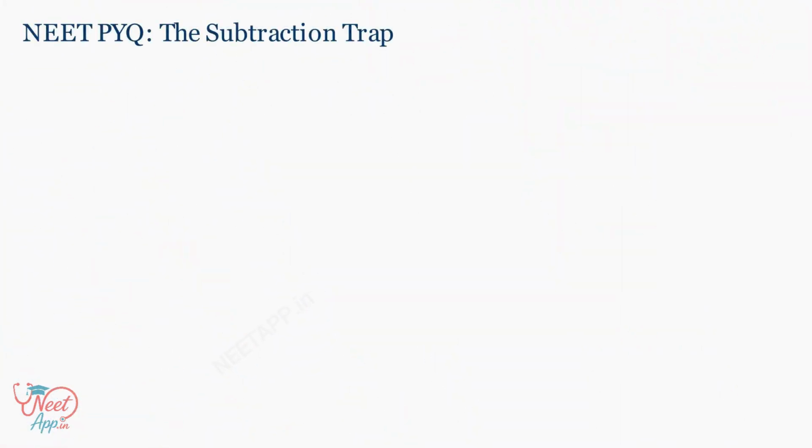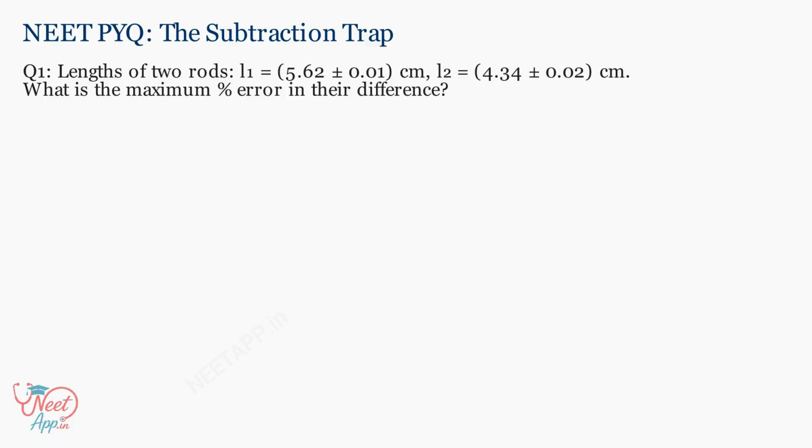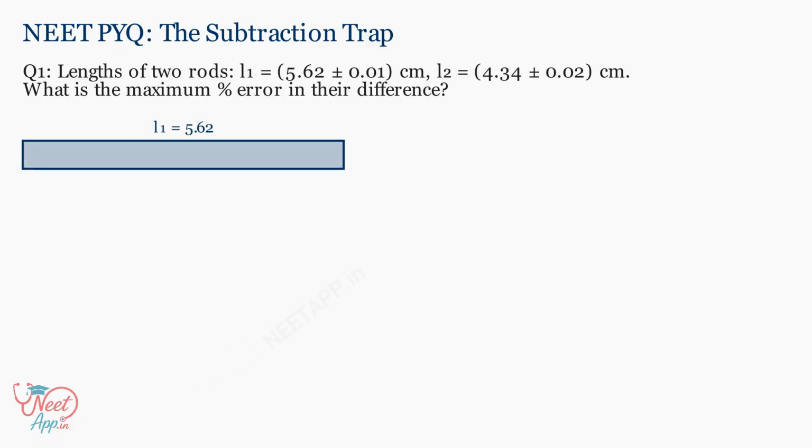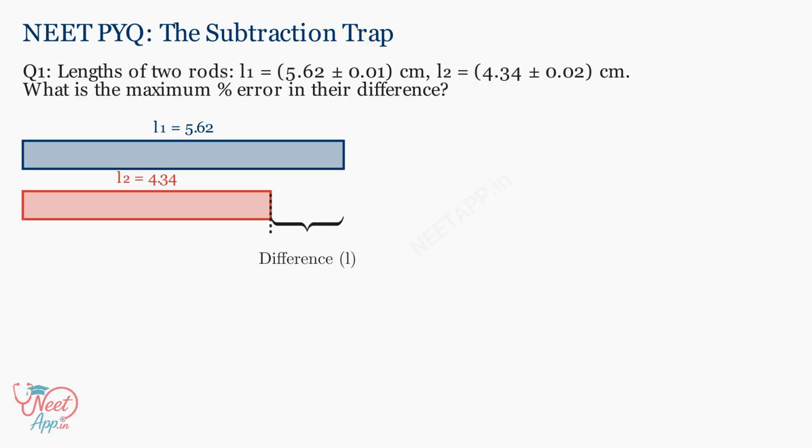Let's tackle question number 1 on error analysis. The lengths of two cylindrical rods are given as 5.62 plus or minus 0.01 centimeters and 4.34 plus or minus 0.02 centimeters. What is the maximum percentage error in the difference of their lengths? Let's look at the physical setup. We have two rods and we need the difference in their lengths.